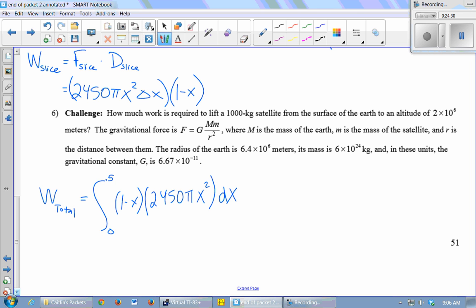Okay, how would I evaluate this integral? What do I do? Multiply it out, and then it'll just be a simple power rule problem. So I'm going to distribute the 2,450 pi x squared. And then it's just a power rule problem.